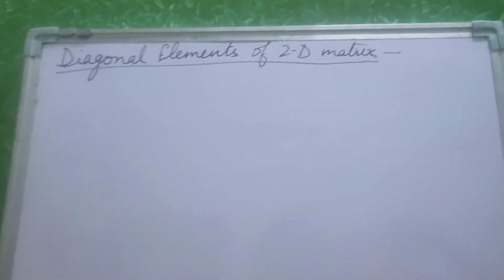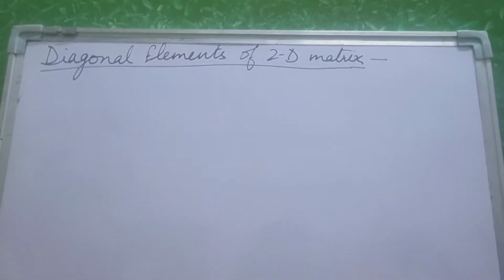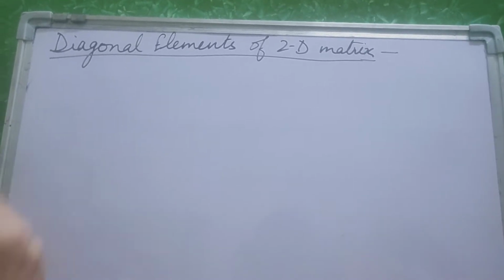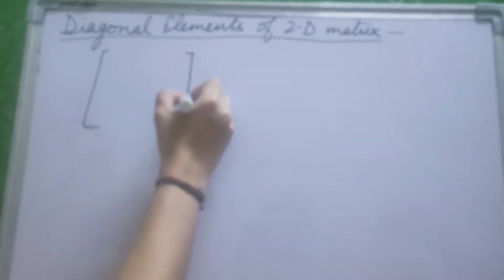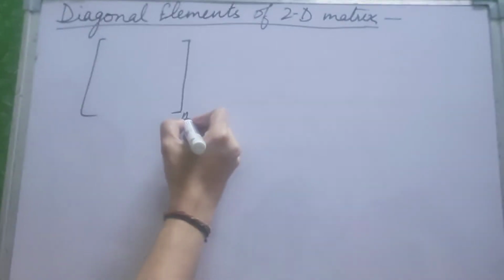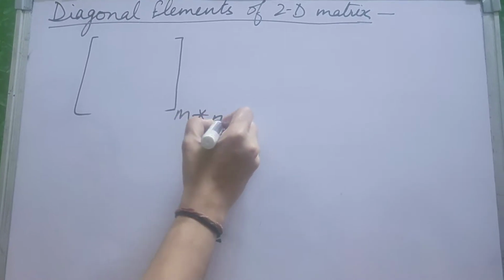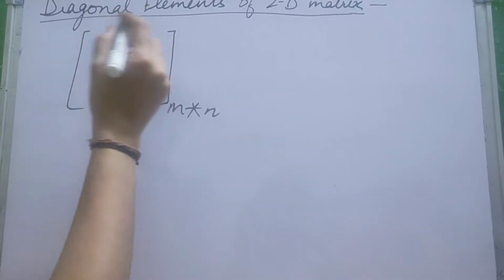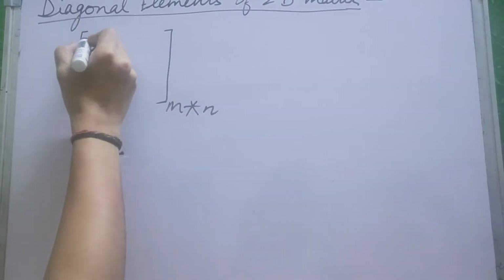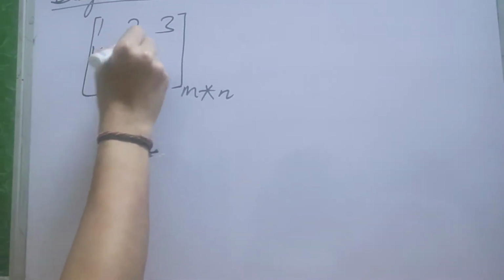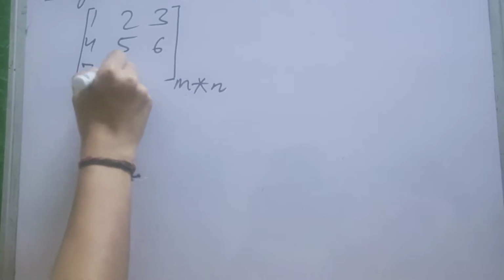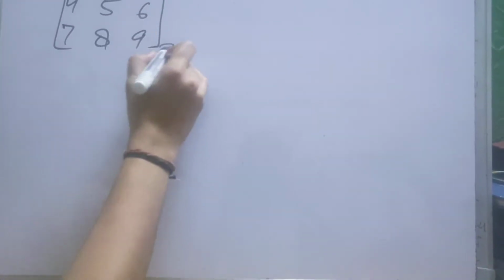Today we will study diagonal elements of a 2D matrix. This is a two-dimensional matrix which has rows and columns. Suppose we have m by n. This is 1, 2, 3, 4, 5, 6, 7, 8, 9. We have this matrix, and we can say it is 3 by 3.